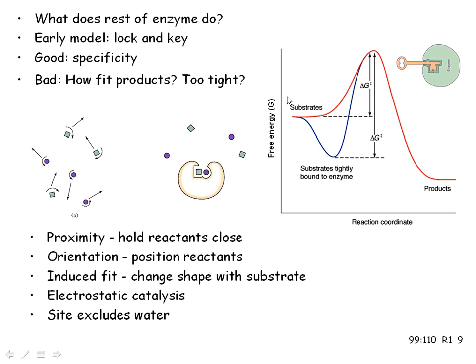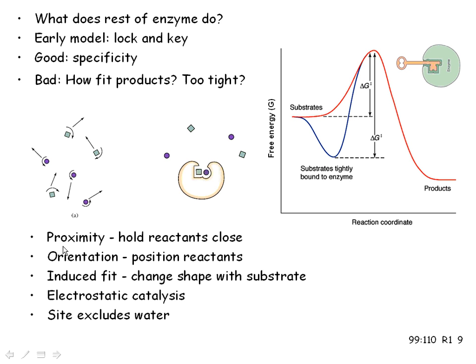So here you have your substrates, here you have your products. If you're binding too tightly to the enzyme as substrates, you've actually increased the free energy change to get to your transition state. So that model is not perfect. It was a good beginning point. Some of the things that we now understand contribute extensively to how enzymes pull this trick off.